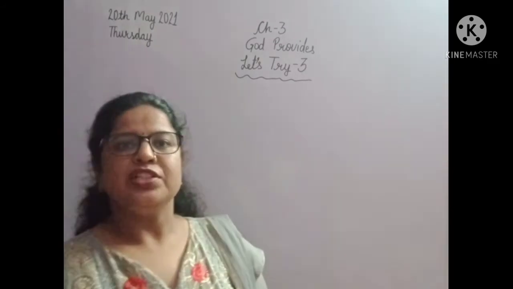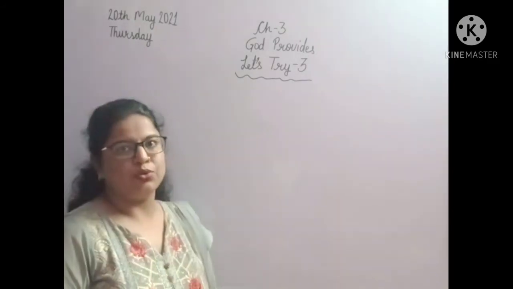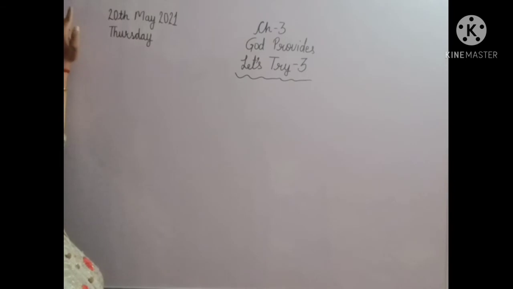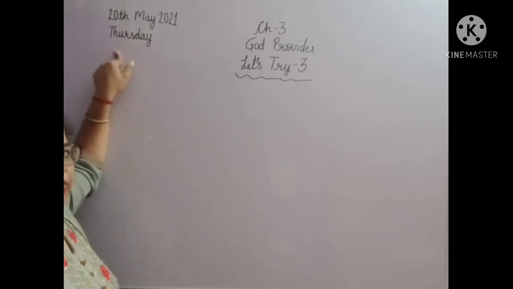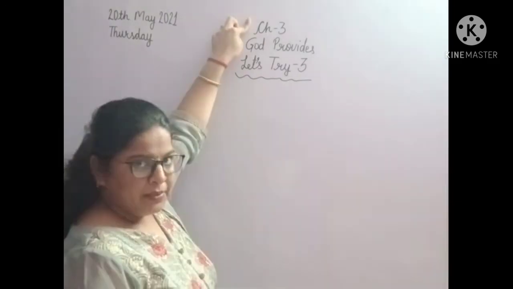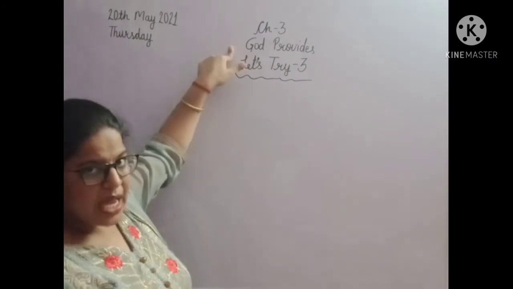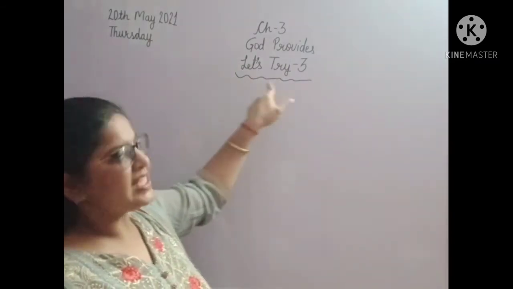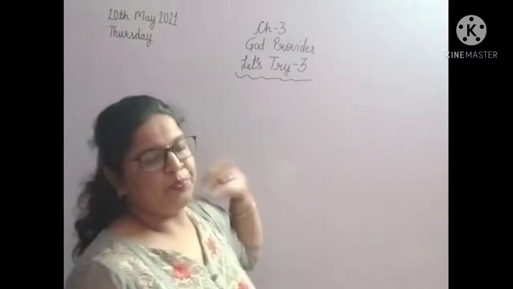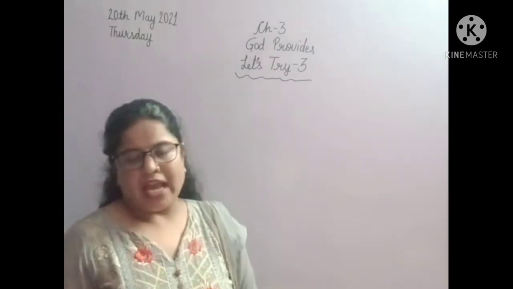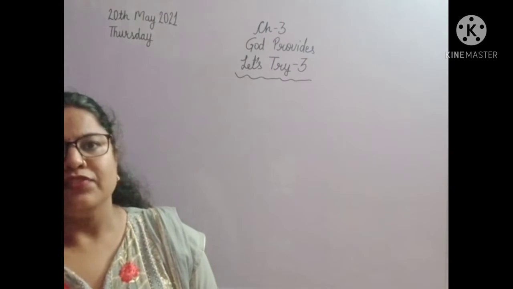The format which you need to follow while writing the question answers in your notebook is, first of all, you have to put the date on the left corner of the page, and below that you have to write the day. After that comes the chapter number, which is 3 here, the name of the chapter, which is God Provides, and then the number of the exercise. It's Let's Try 3. This is the format you have to follow while writing the question answers, word meanings and spelling bee in your notebook. Now let us start with the question answers.